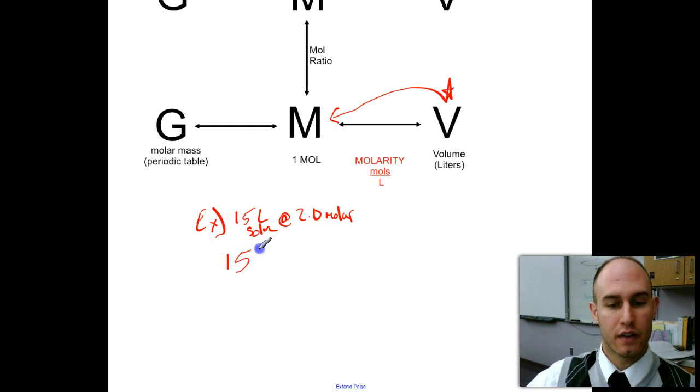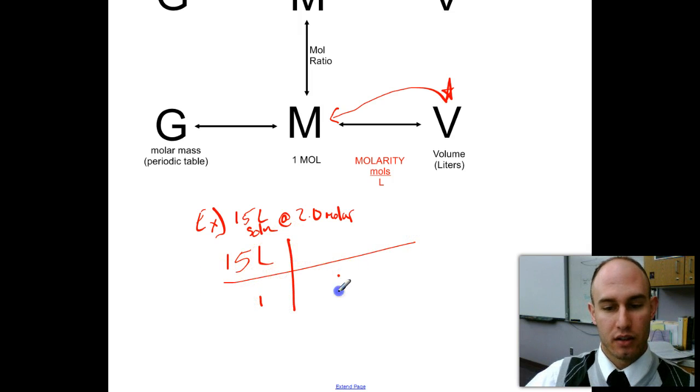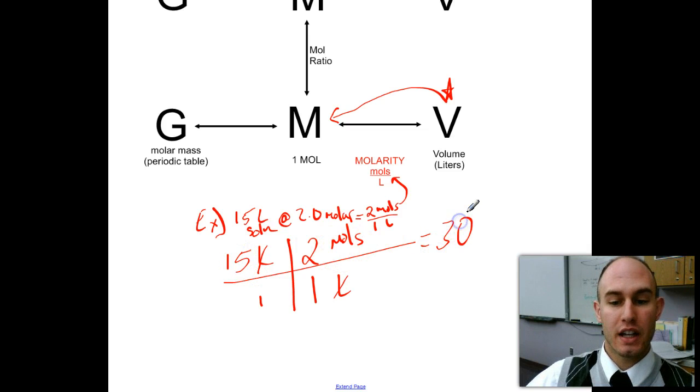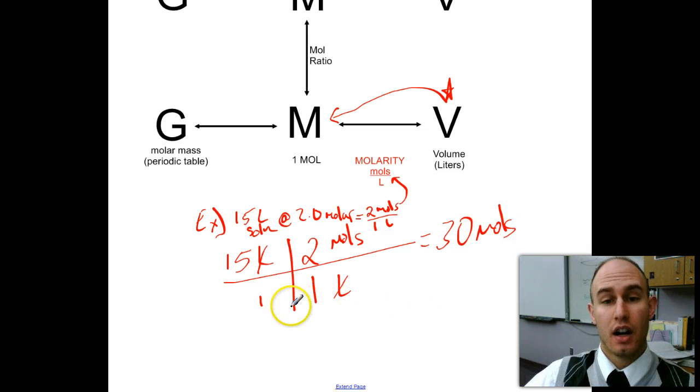You take what you're given, 15 liters over 1. I'm going to bring down liters and go to moles. My molarity is 2.0 molar, which is really 2 moles per 1 liter. That's what molarity is, so I can use it as a conversion factor. 2 moles per 1 liter. Liters cancel, 15 times 2, and we get 30 moles as the answer for that problem.